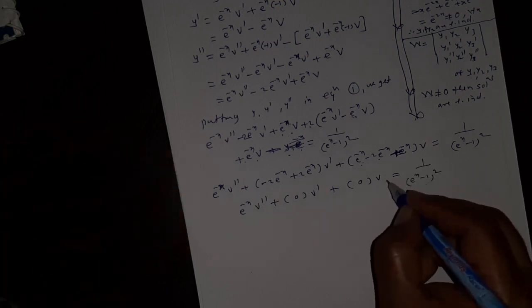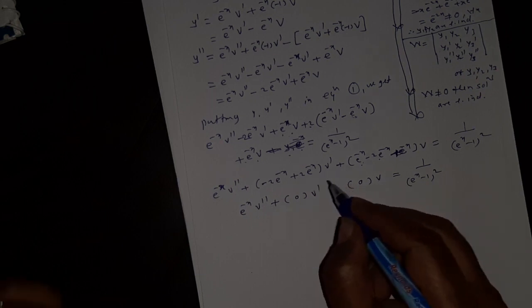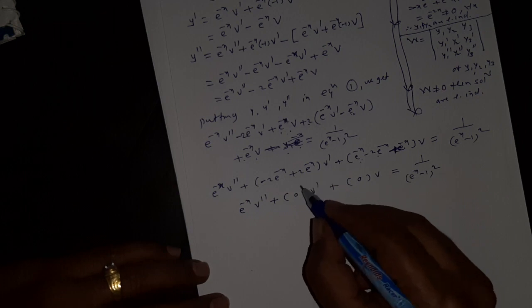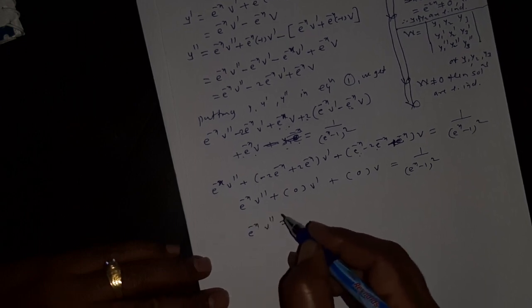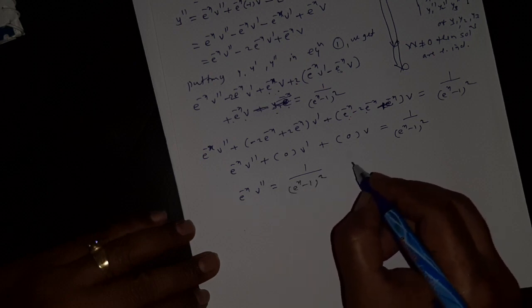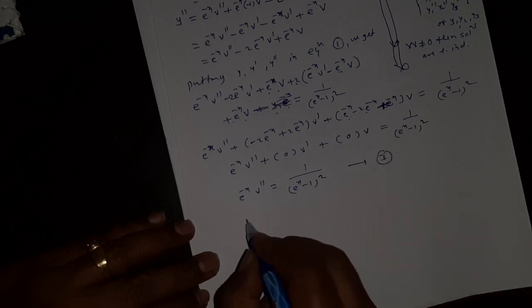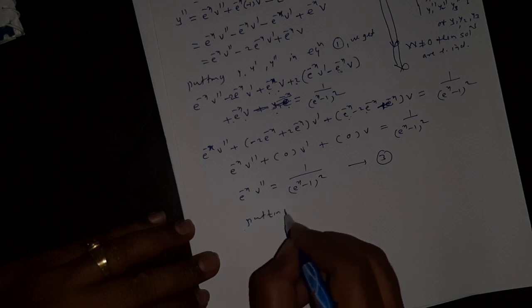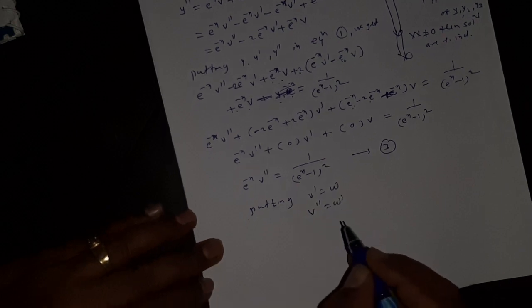This is only for this particular example, the coefficient of v becomes 0. But the coefficient of v dash is 0 in every example. So we have this equation, e raised to minus x v double dash. Suppose this is the third equation. Then substitute, putting v dash is equal to w, and therefore v double dash is w dash.